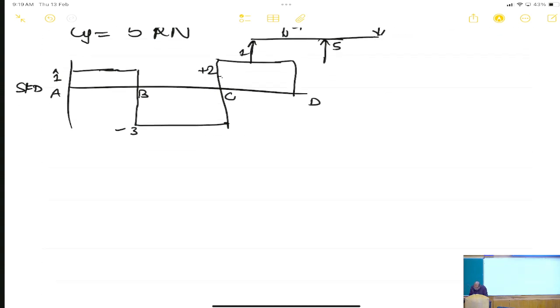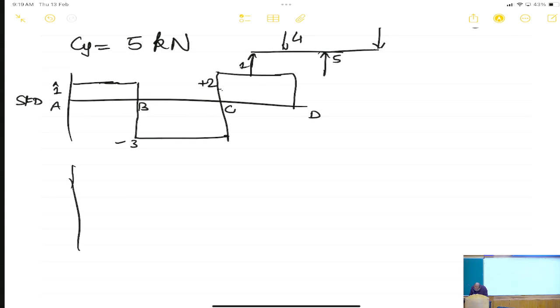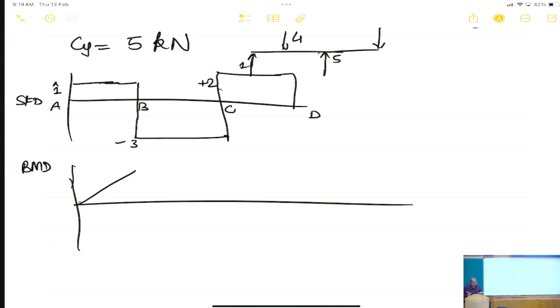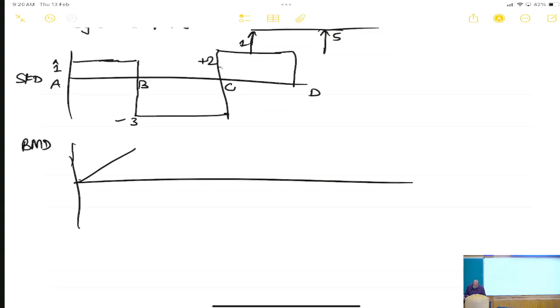Now, how will the bending moment diagram look like? So, the bending moment diagram is the area under the shear force. So, it is 1. So, it will be 1 times x till x is equal to 3. Then at the point B it starts to go down.